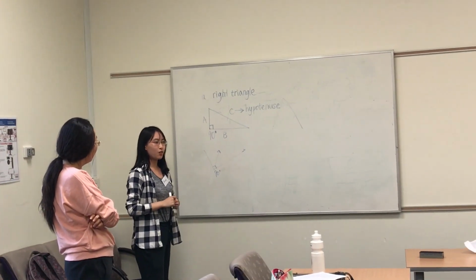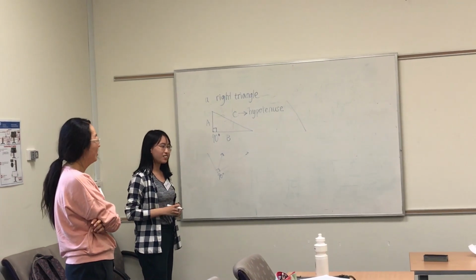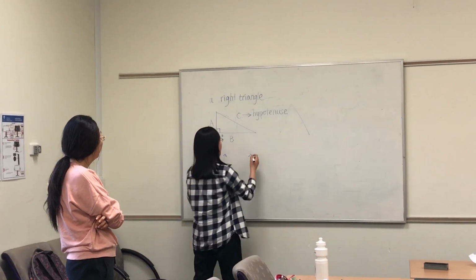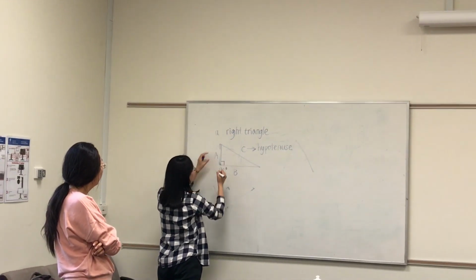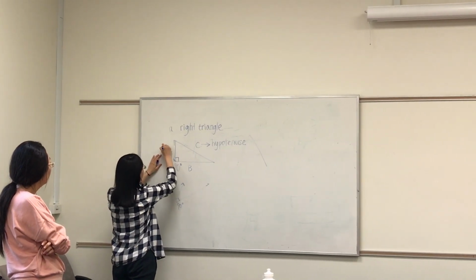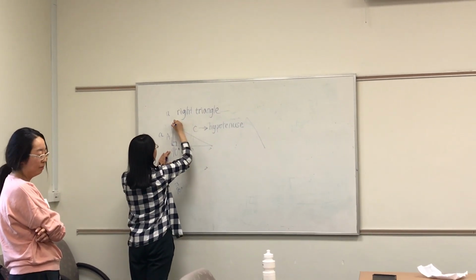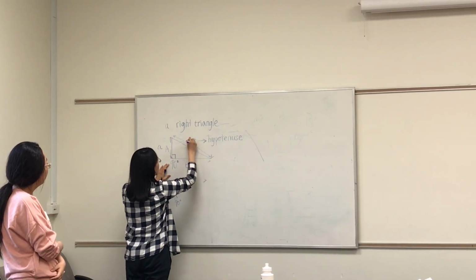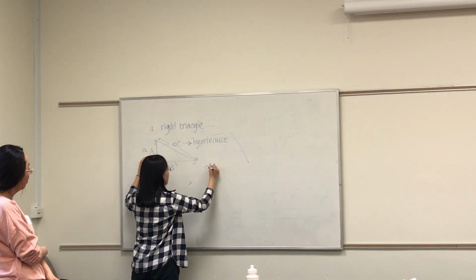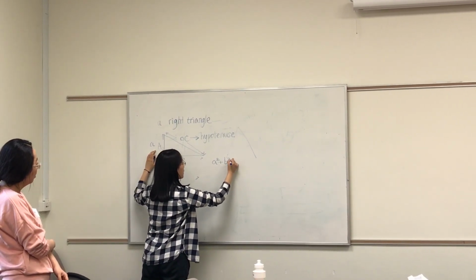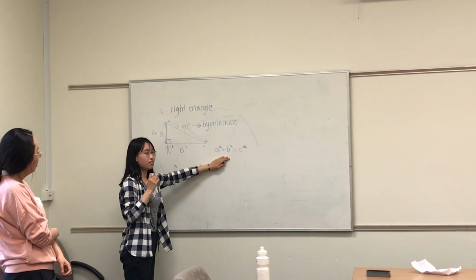So actually, many years ago, maybe hundreds of years ago, there was a mathematician called Pythagoras, and he found out that if the length of side A is A, the length of side B is B, and the length of this hypotenuse is C, then A squared plus B squared is equal to C squared. And this is what we call Pythagoras theorem.